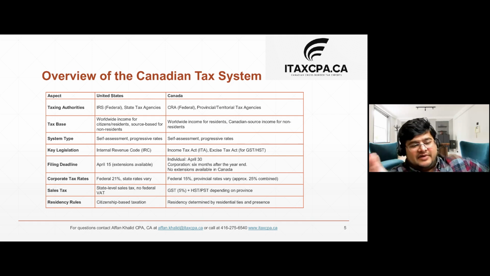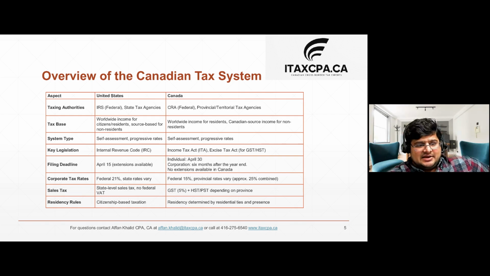So if you have nexus in Ontario, the tax rate will be 26%. If you have nexus or permanent establishment in BC, Alberta, the rate might vary slightly based on the provincial rate. But as a ballpark, if you want to take away one number from this webinar, then just keep 25%, and the rate will be just plus minus 1 or 2 depending on the province you are operating in.